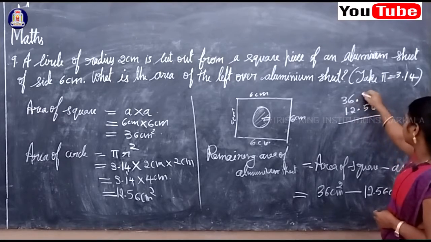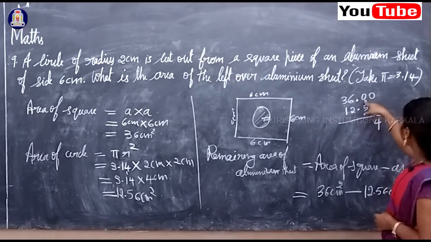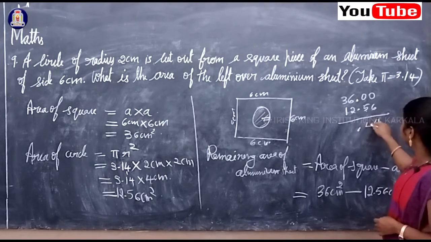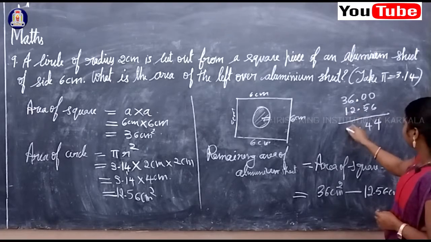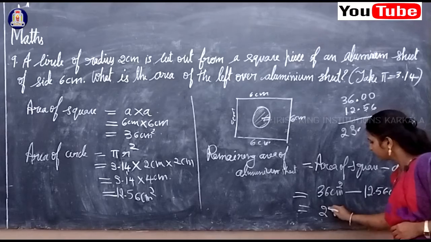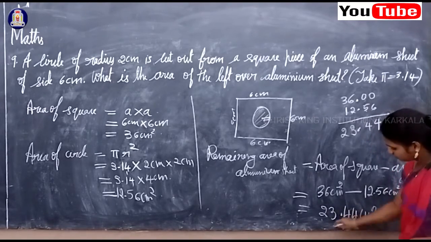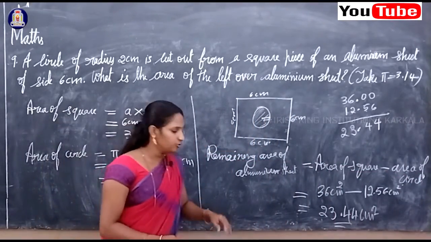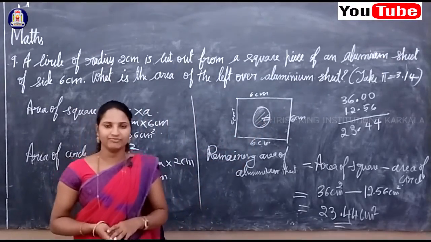There is no decimal point, so we can take extra 0 0. So 10 minus 6 is 4, and here remaining 9 minus 5, that is 4. Here 5 minus 2 is 3, and 3 minus 1 is 2. So the answer is 23.44 centimeters square. This is the remaining area of the aluminium sheet after removing the circle of radius 2 centimeters. Clear? Yes. Thank you.